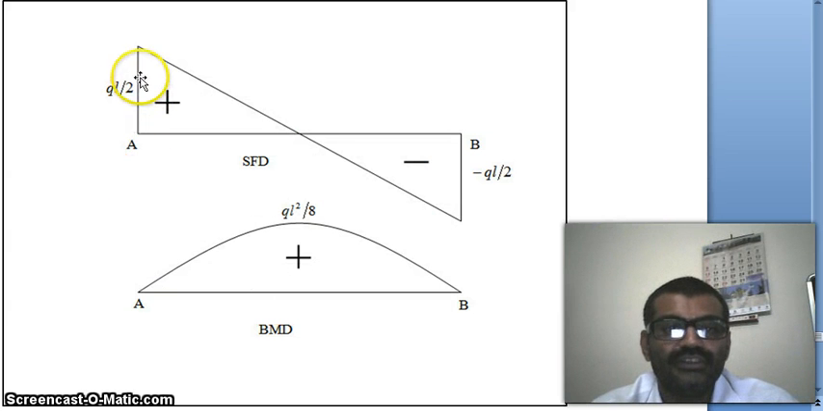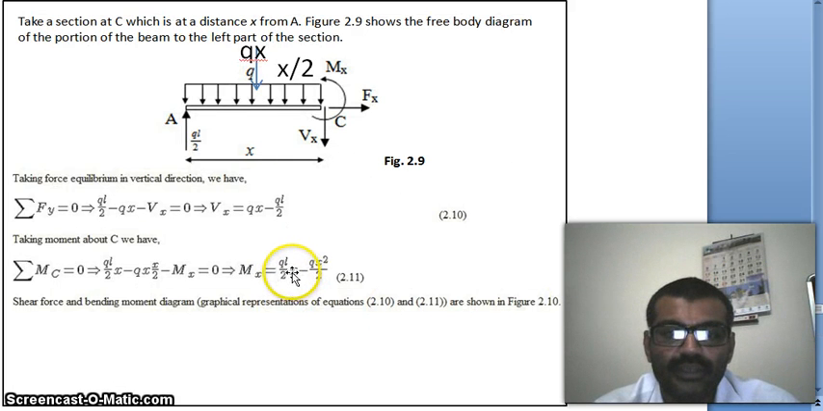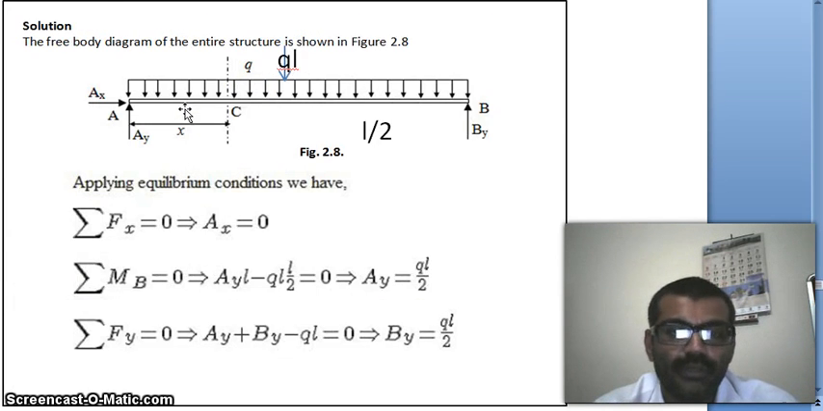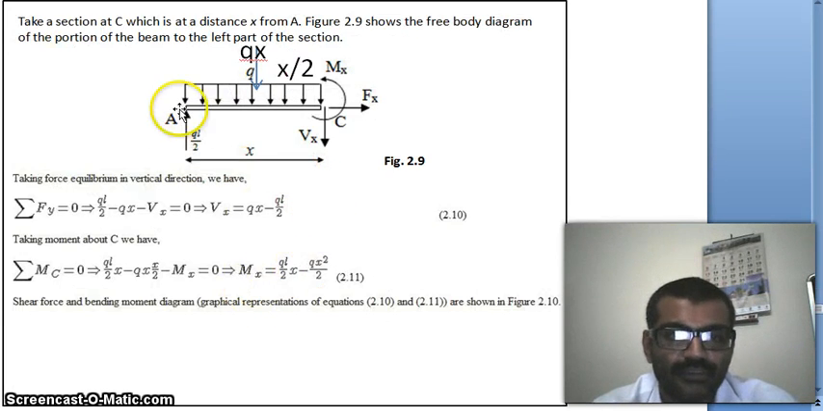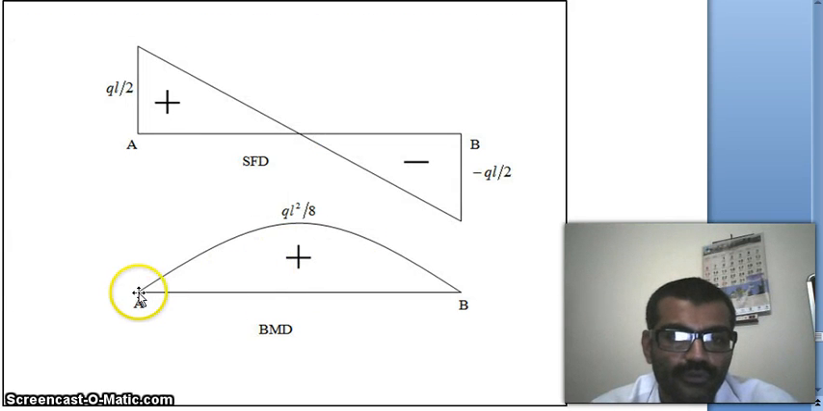So this is the shear force, as we have QL by 2, that is positive, and QL by 2, that is negative at B. So this is your shear force diagram and this is your bending moment diagram. So in the previous case, if you put X is equal to 0, then you will get the moment at X, right? If you put X is equal to 0, then it becomes A, right? So at point A you have 0.